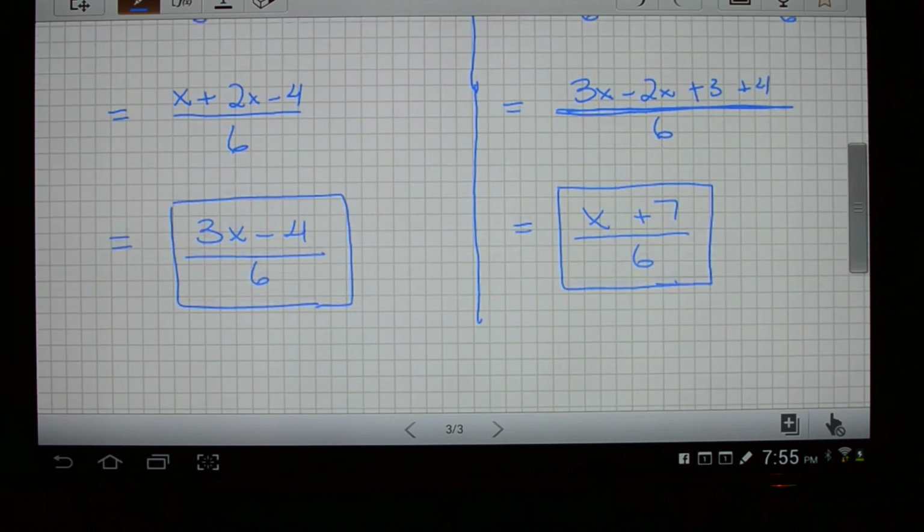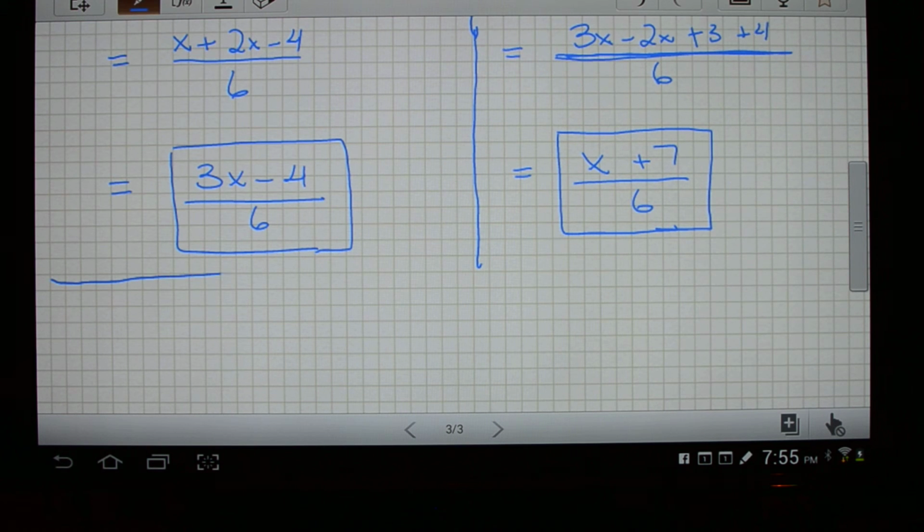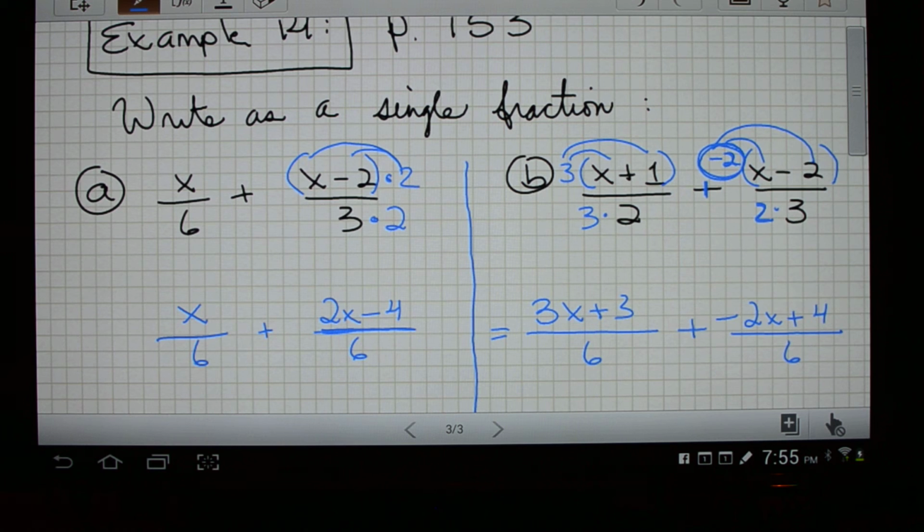And that is it for that example. Simple as that. It's not too difficult. It looks difficult, and you have to make sure that you keep everything straight, especially when you have a minus in the middle, like what was there. It's very easy to make a mistake, so make sure you're really careful with these.